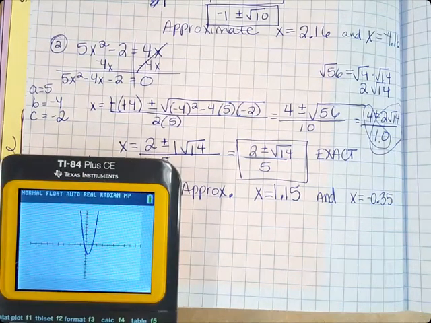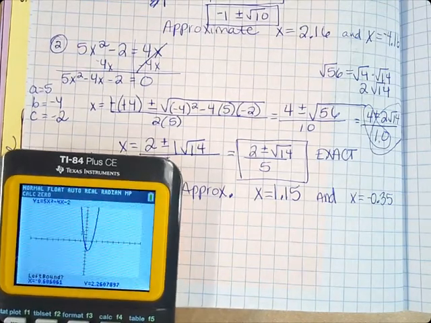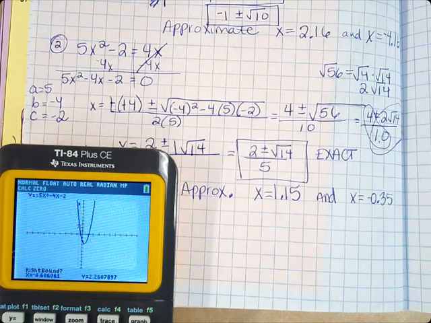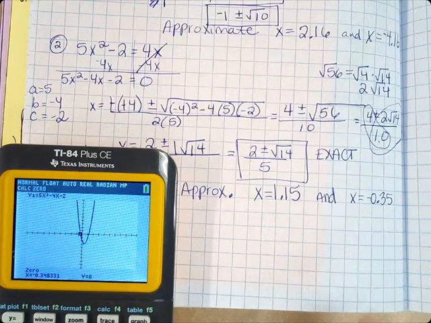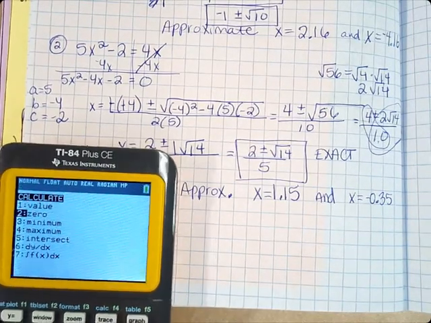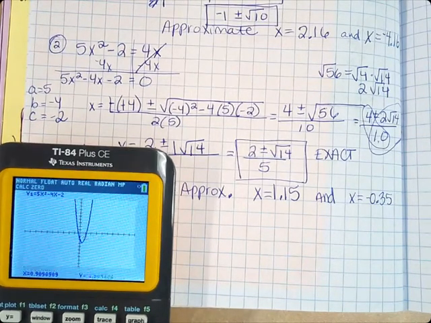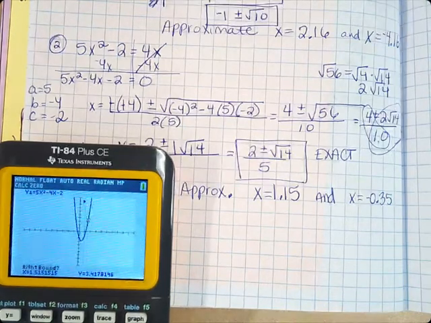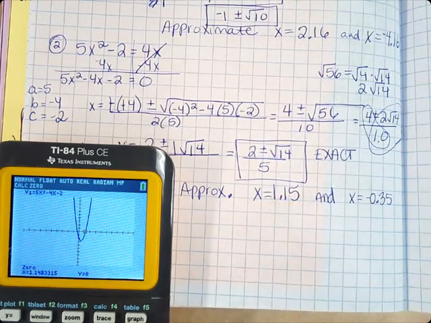Then do your zeros. Second trace zero: be to the left of the first zero, then to the right. Guess, enter. Negative 0.35. So that's it. And then do that again. Find the positive zero that we have over here. To the left would be below it. To the right would be above it. 1.148, which is close to 1.15.